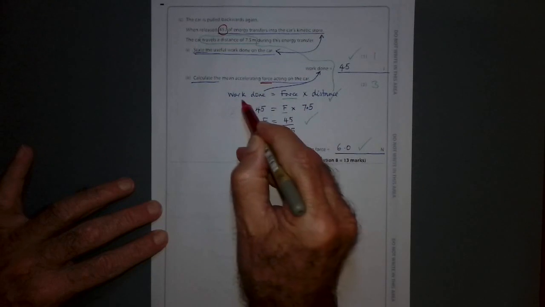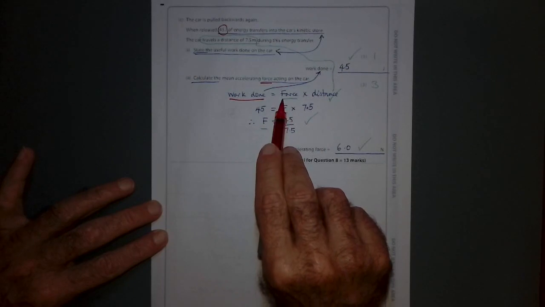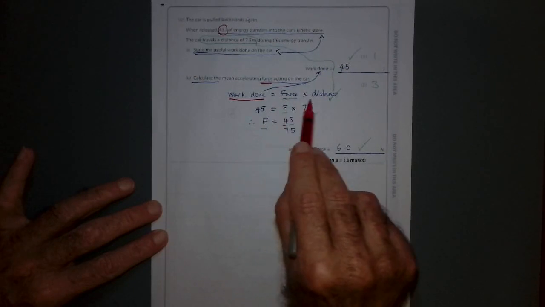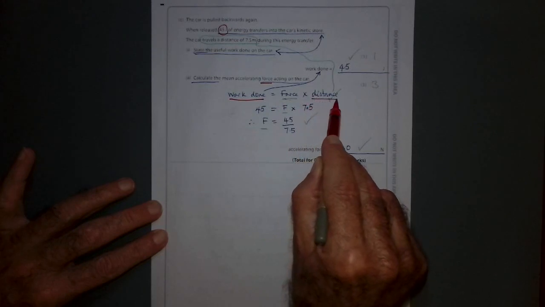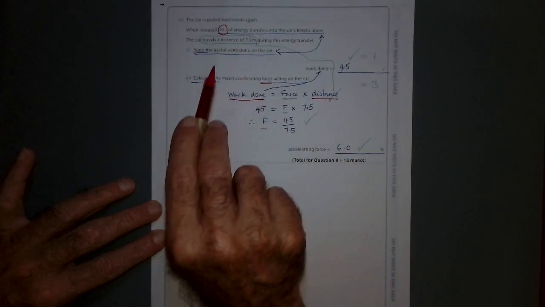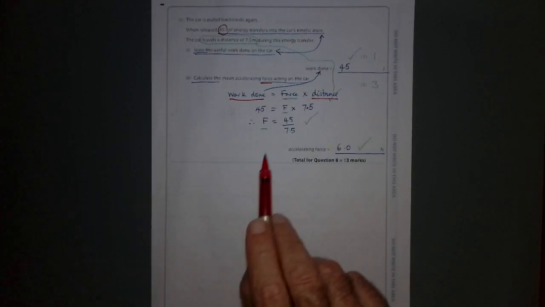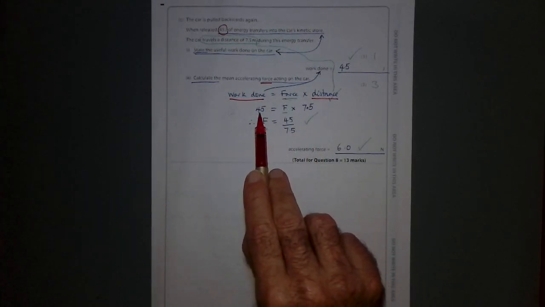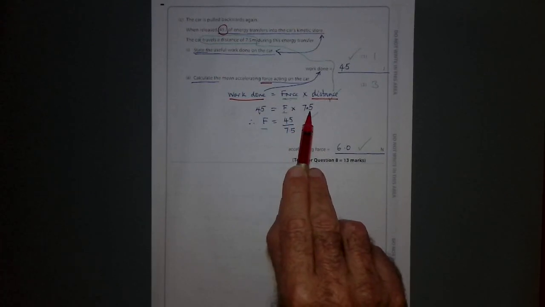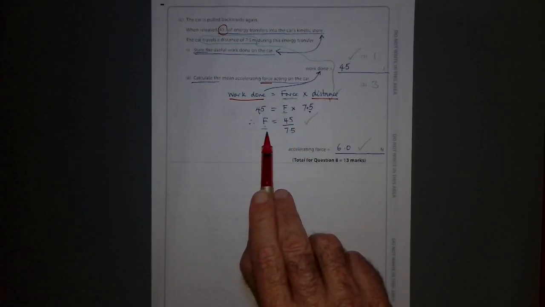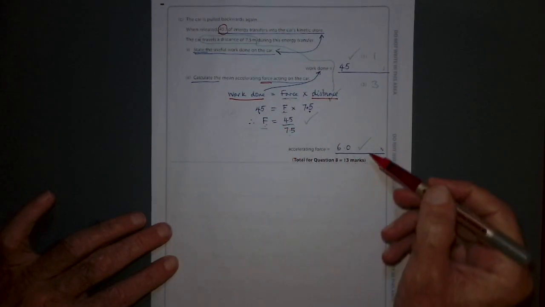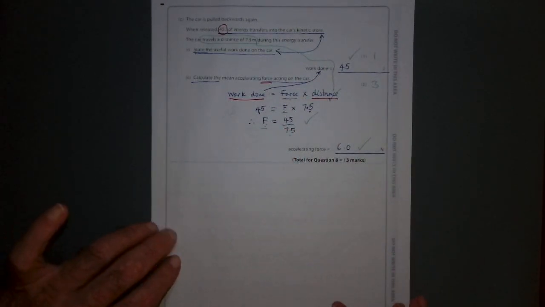Then it says, calculate the mean accelerating force acting on the car. So they want you to calculate a force. Well, they just told you that work done is 45 joules. We know the force is what we want to calculate. We also know that it travels 7.5 meters when it had been doing this work. So to do this work, it created the kinetic energy. So 45 joules must equal the force times 7.5 meters. So you just change the subject of the formula, and you see the force is 45 over 7.5, which gives you the answer of 6 newtons. Hope that makes sense. Feel free to stop the video at any stage and go through it, copy what you need out, and improve your original answer.